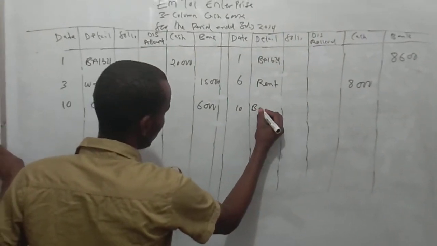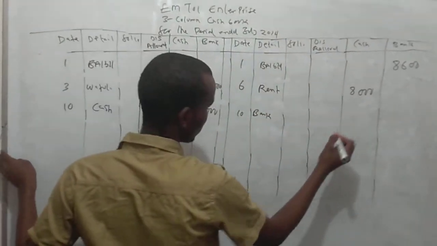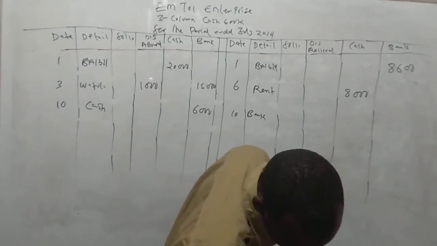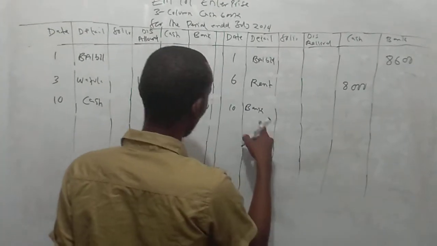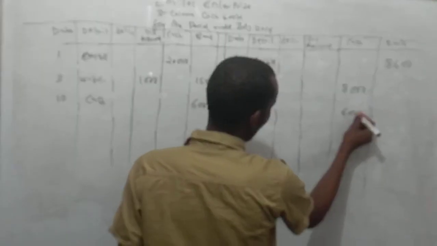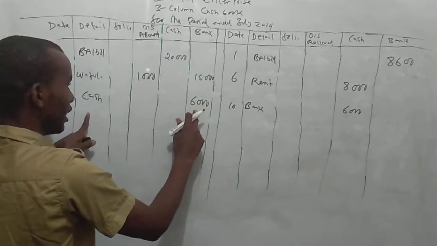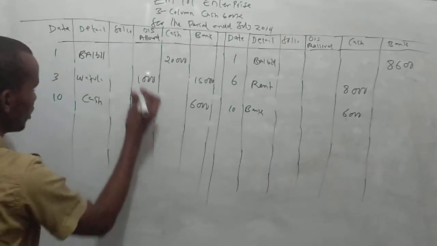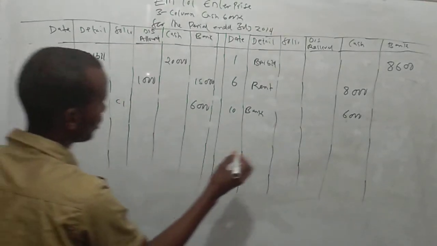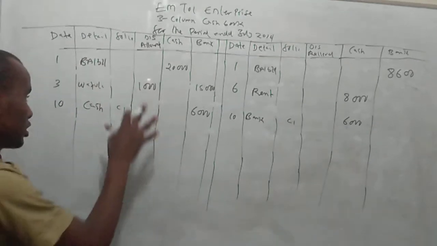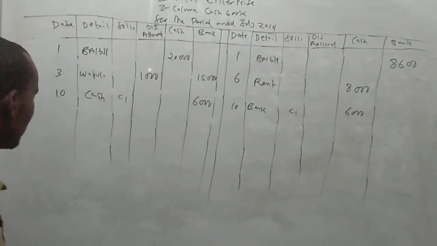10th, bank of 6,000. It was 6,000, yes. Our cash is going to decrease with the bank, and our bank is going to increase with the cash. So there is a contra entry. You can say this is our first contra entry, folio C1. First contra entry, affecting both the debit and the credit side.